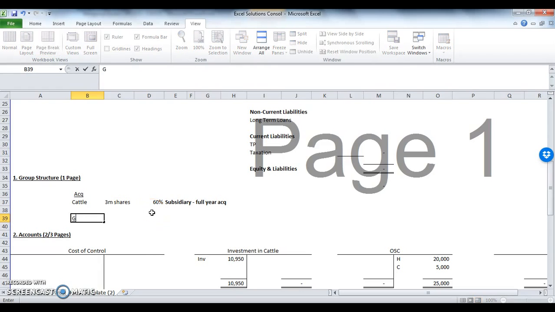And I might also then put in Guild, 15%. We don't know the number of shares, and it's a simple investment. So we've just shown the examiner exactly what the structure is, and there's no debate. You'll get your mark for identifying whether it's a subsidiary, associate, investment, or joint arrangement.